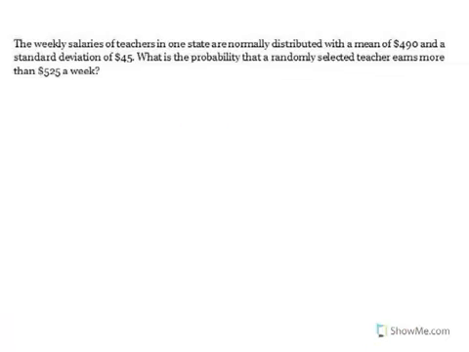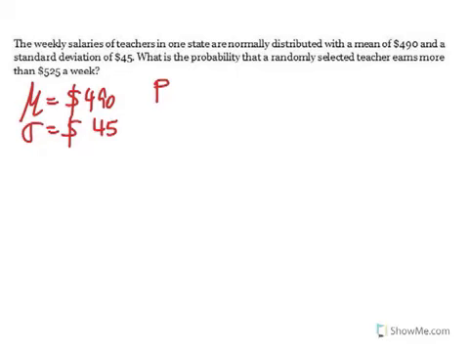So let's do the last exercise, or the problem, for this podcast. The weekly salaries of teachers in one state are normally distributed with a mean of $490, and the standard deviation will be $45. Now, what is the probability that a randomly selected teacher earns more than $525 per week? So the probability is of x greater than 525. Okay, so we need to find that probability.